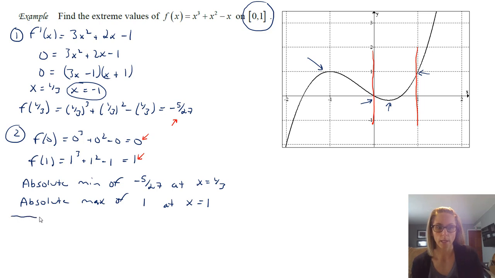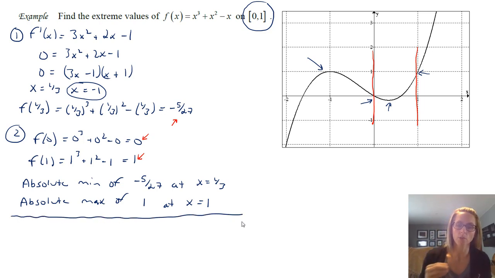But do focus on making sure that your answers look like this. The absolute max or min is not a point, it is a y value. It is an f of x. And so my absolute max and absolute min here are y values that occur at a certain x value. So that's a key thing to know.